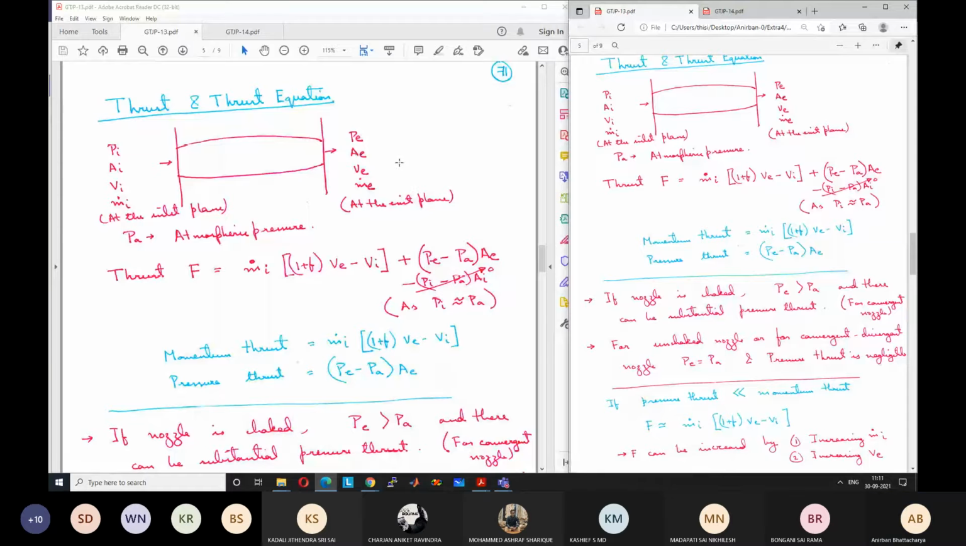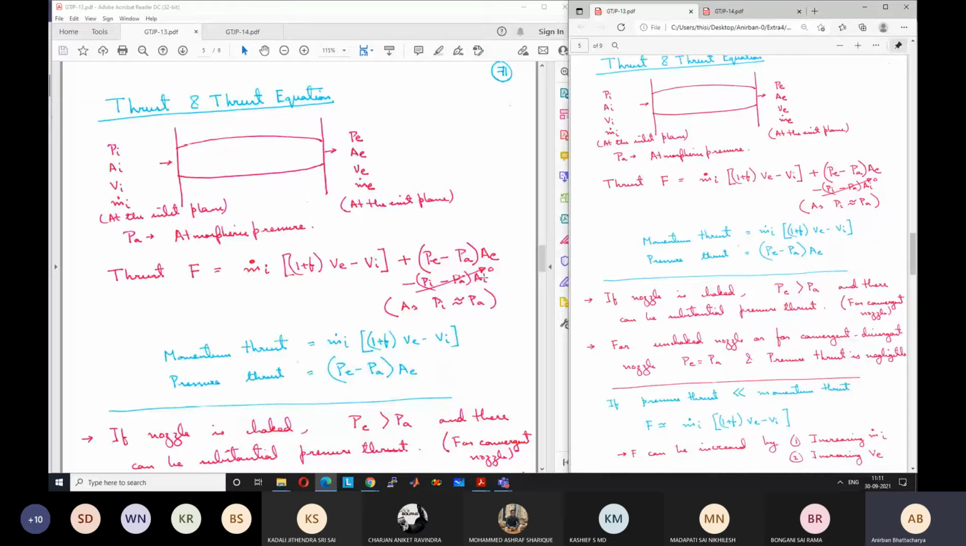And on the inlet side also, (Pi minus Pa) into Ai is an additional force which is acting on the engine, but Pi is equal to Pa. So at the inlet, there is no pressure thrust, no thrust because of the difference in pressure. But at the exit, there is an extra force. Thrust is nothing but a force, right? So there is an extra force which is present because of the difference in pressure.